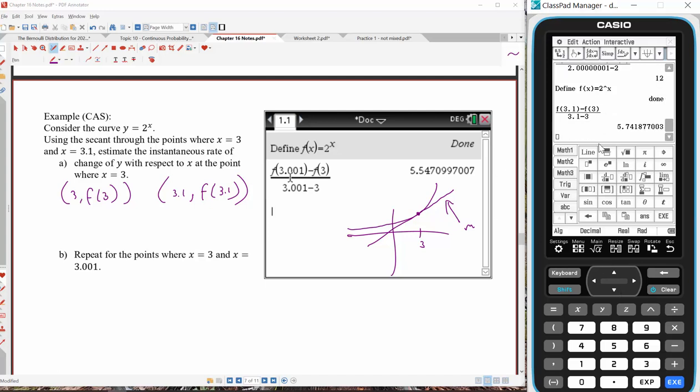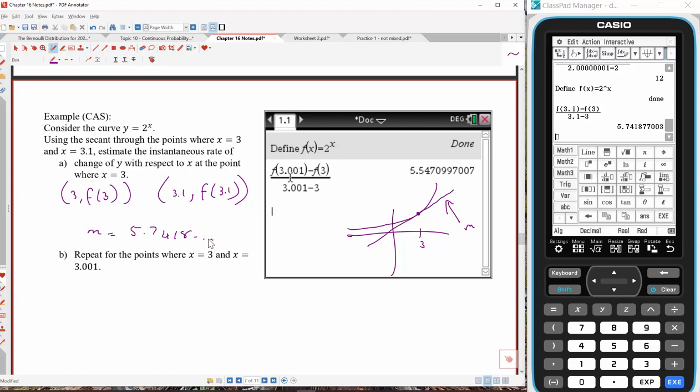And we get an instantaneous rate of change, or a guess at the instantaneous rate of change, the gradient of the secant, or the gradient of a line joining the points 3 and 3.1, of 5.74. So m equals, in this case, 5.7418 and so on.